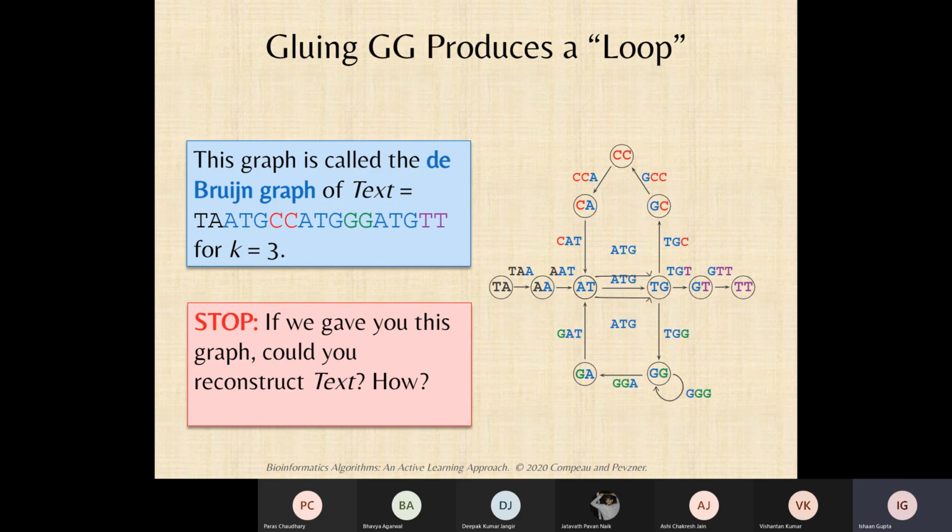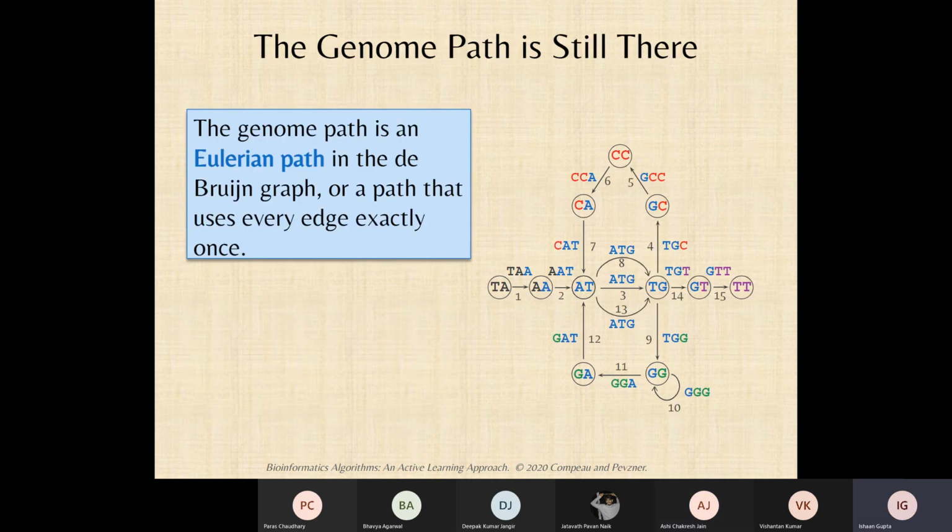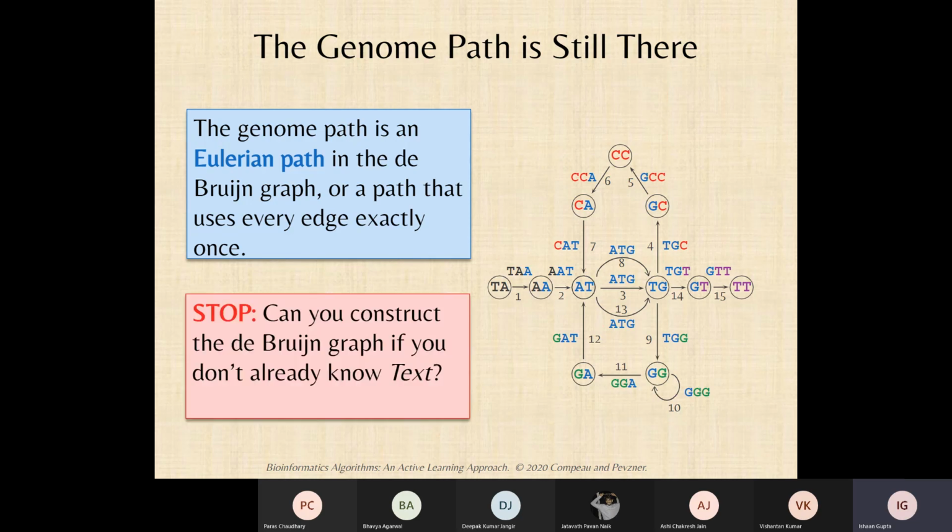Okay, but now do you feel that you have an idea? If I give you a text and a k, you can quickly make a De Bruijn graph. Do you see a basic idea coming up? Yes. So I'll talk about that basic algorithm of how to do this. Okay, so to repeat, the genome path is the path which touches each edge exactly once. This is called the Eulerian path, and this path defines the actual original genome that was represented.